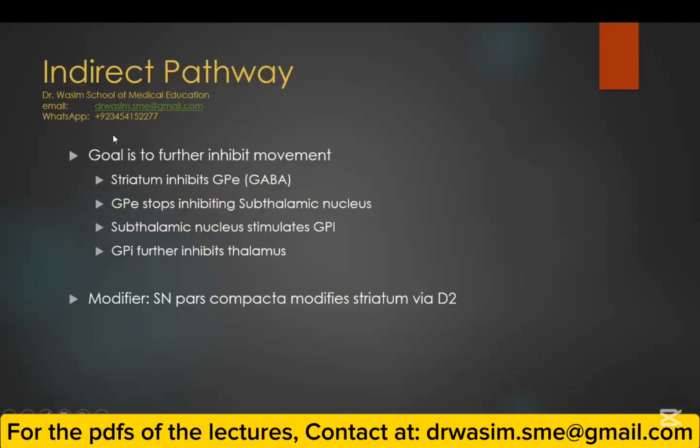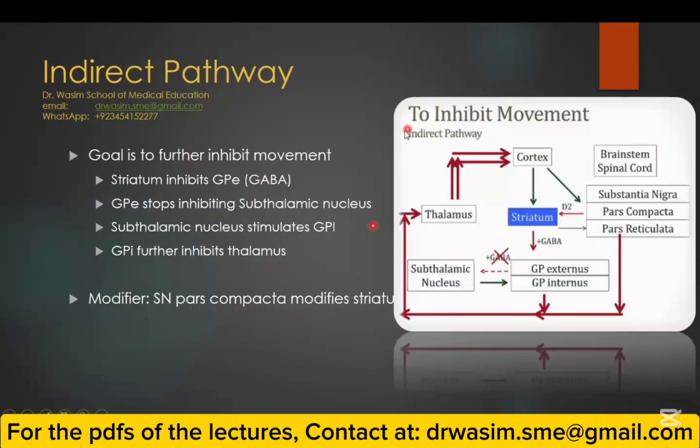Here it is the indirect pathway. The goal of the indirect pathway is to further inhibit movement. The striatum inhibits the globus pallidus externus via the inhibitory neurotransmitter, which is GABA. The globus pallidus externus stops inhibiting the subthalamic nucleus. The subthalamic nucleus stimulates the globus pallidus internus. The globus pallidus internus further inhibits the thalamus. What is the modifier? It is the substantia nigra pars compacta, which modifies the striatum via D2. Here it is D2. So here we have the indirect pathway for the inhibition of movement.